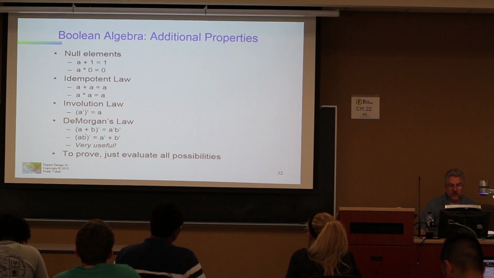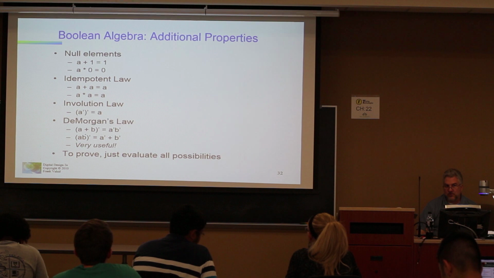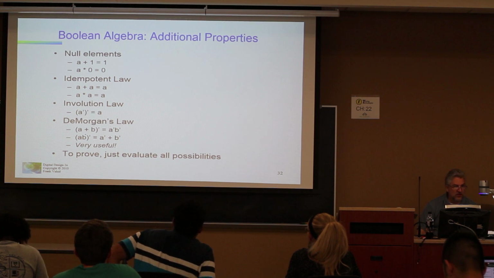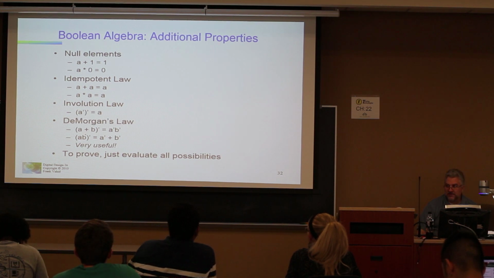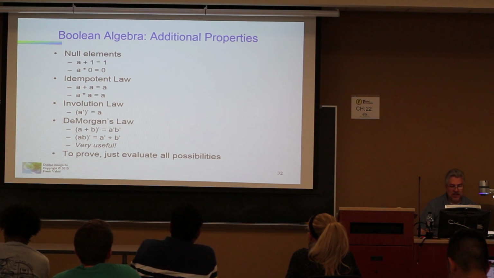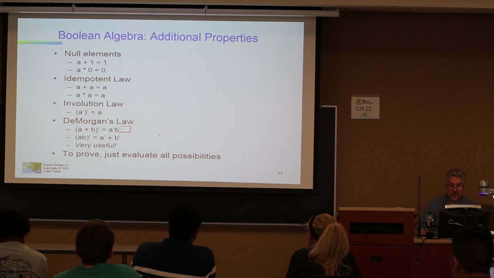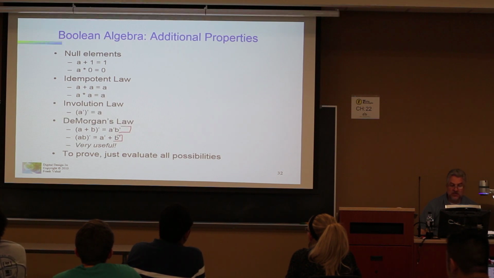De Morgan's law, oh, you've probably seen something like this before, right? Or is that in 2111? A or B complement is actually A complement and B complement. This is very useful, as well as this, meaning A and B complement is the same as A complement or B complement. These are probably some of the more useful ones you'll see later on.